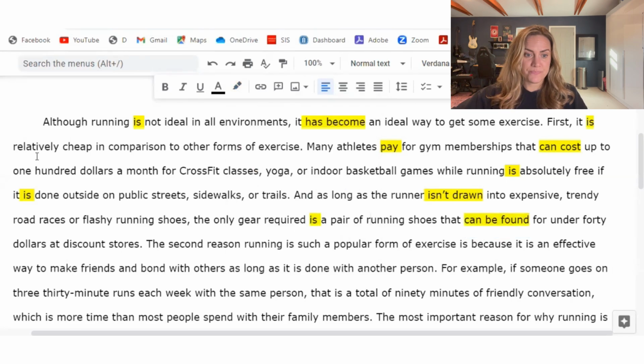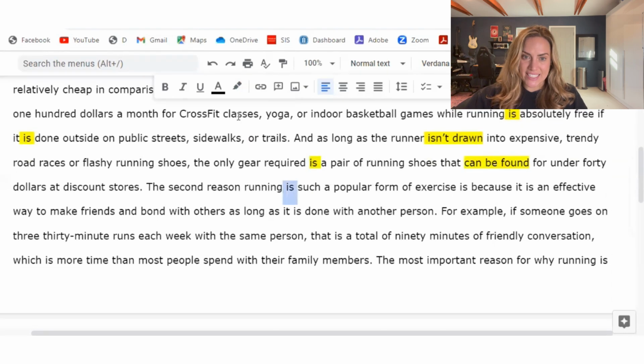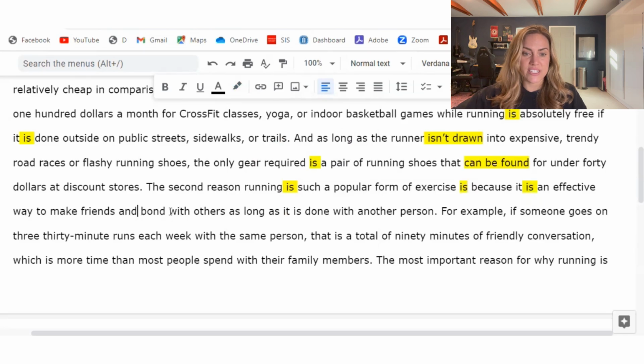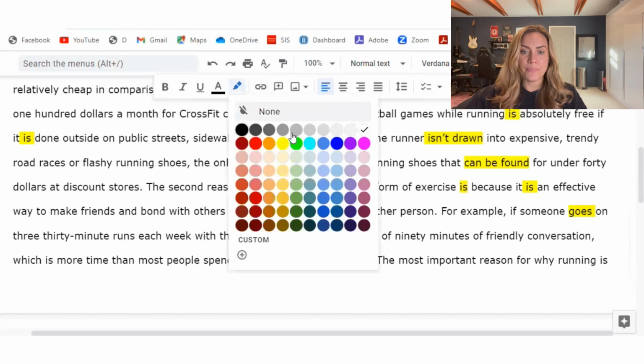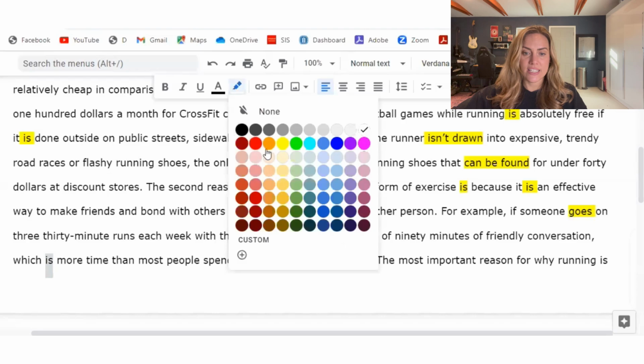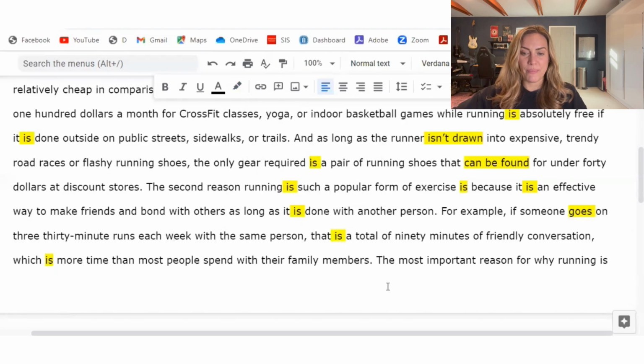The second reason running is, present, such a popular form of exercise is because it is an effective way to make friends and bond with others as long as it is, present, done with another person. For example, if someone goes, present tense, on three 30-minute runs each week with the same person, that is a total of 90 minutes of friendly conversation, which is more time than most people spend with their family members, all present.